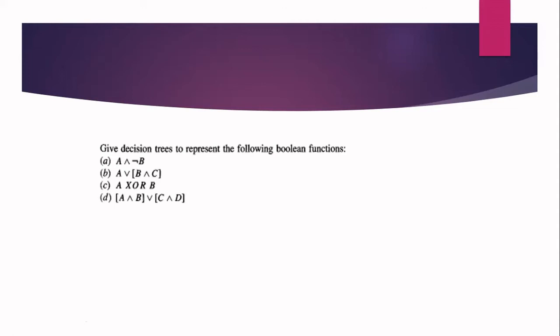We will see how to construct the decision tree with some Boolean functions so that it will be easy for you to understand the actual essence behind the decision tree. Now let us see. Give the decision tree to represent the following Boolean functions. So 4 Boolean functions are given. You have to write the decision tree for all the 4 functions. So for every function, we are going to write one decision tree.